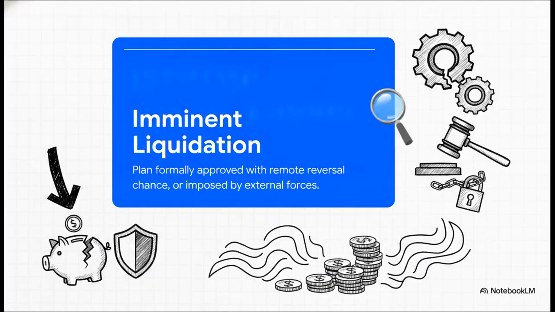The liquidation basis of accounting is rare, but when it does apply, it triggers a complete and total transformation of your financial statement framework. It only applies when liquidation is imminent. Now, in this context, imminent isn't just a casual vibe or a really bad quarter. Imminent is a highly objective bar. It means one of two very specific things has happened. First, a plan of liquidation has been formally approved by those with the authority to do so, like the board of directors, and the chance of that plan being reversed is remote. Or, second, liquidation is being forced upon you by external forces. Think involuntary bankruptcy proceedings or a regulatory dissolution order.